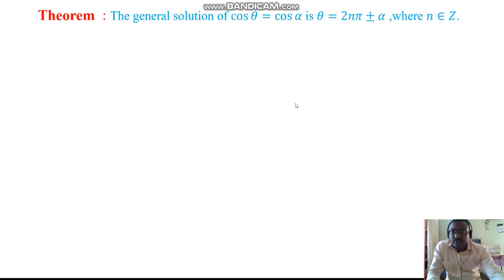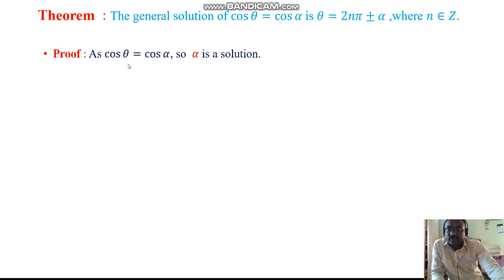In the last lecture we have seen the general solution of sin theta is equal to sin alpha. Now we shall see the general solution of cos theta is equal to cos alpha: theta is equal to 2n pi plus or minus alpha, where n is an integer.